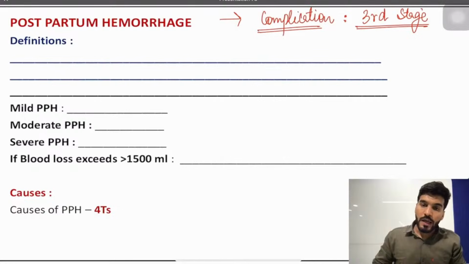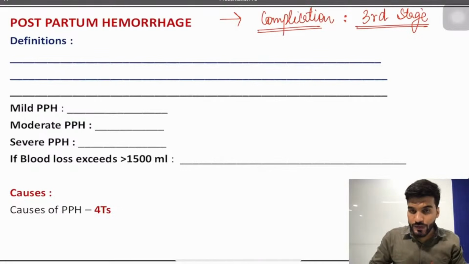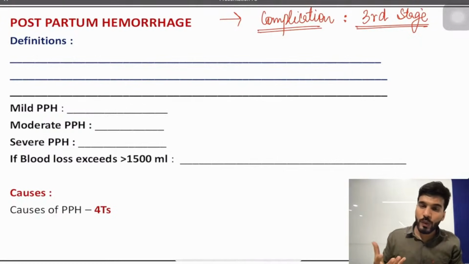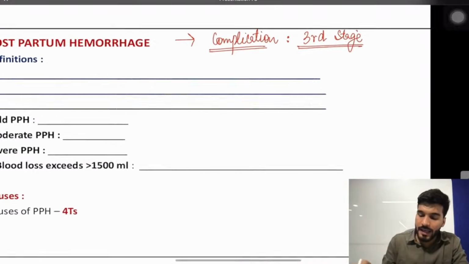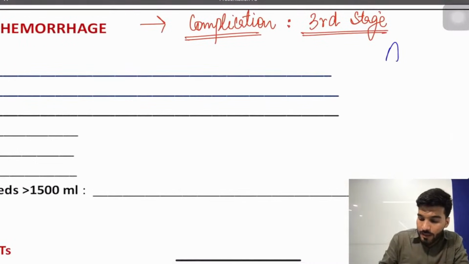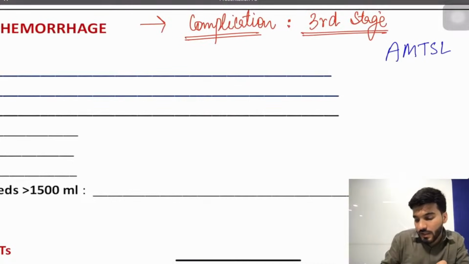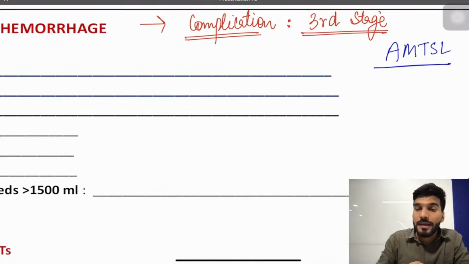Now, in order to prevent such complications, we have active management of the third stage of labor. What is active management of the third stage of labor? We give the uterotonic agent, we go for delayed cord clamping, we go for delivery of the placenta with the help of controlled cord traction, and we go for an assessment of uterine tone, earlier called uterine massage. This is what AMTSL is. I'm not going into too much detail, I cannot explain everything fully, but let me tell you.